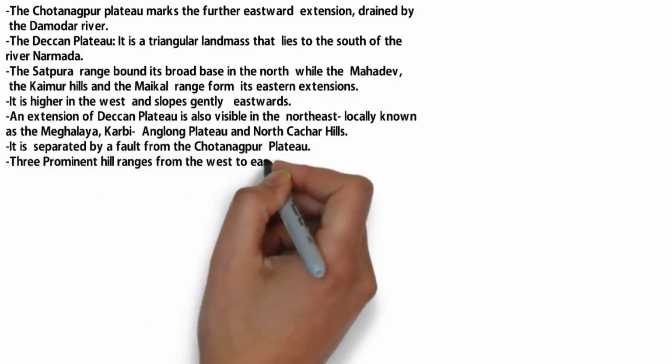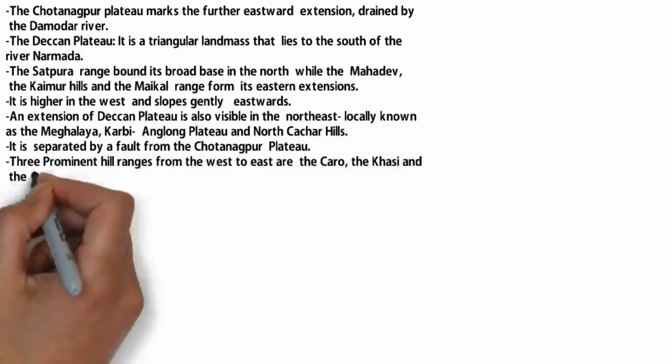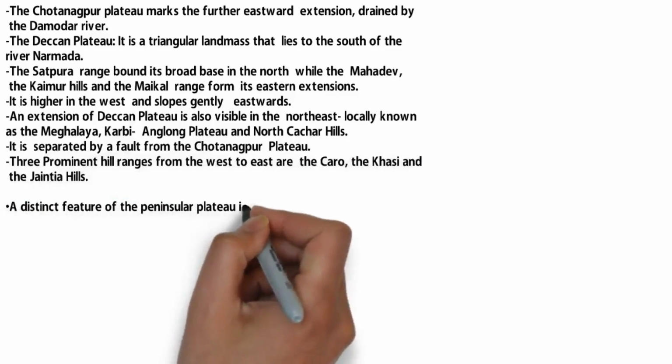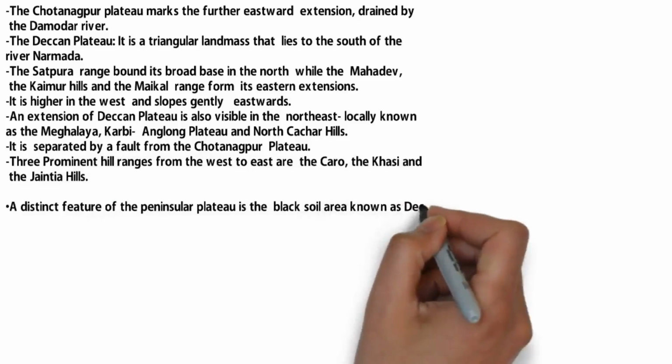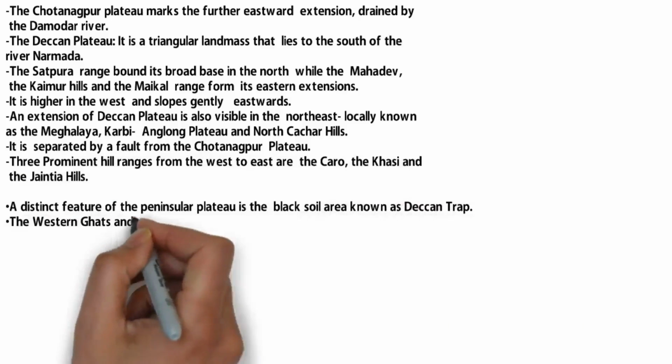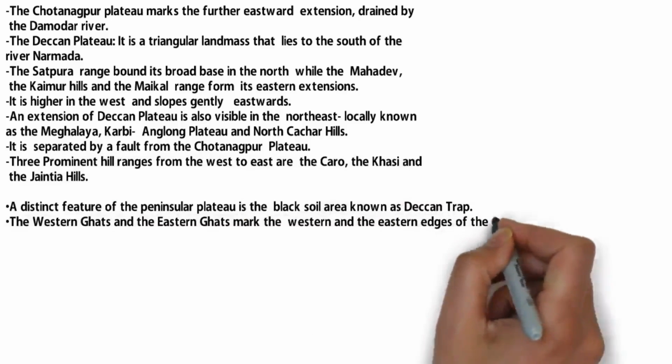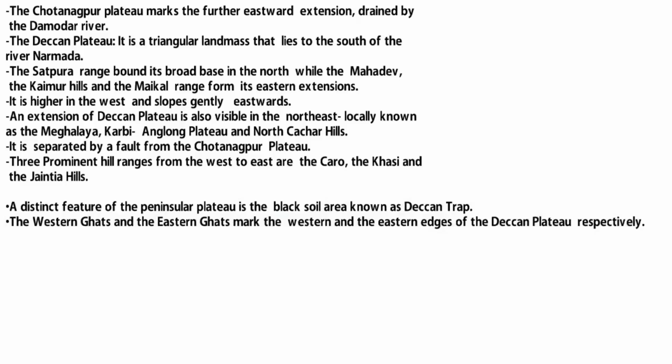Three prominent hill ranges from the west to east are the Garo, the Khasi, and the Jaintia Hills. A distinct feature of the Peninsular Plateau is the black soil area known as Deccan Trap. The Western Ghats and the Eastern Ghats mark the western and the eastern edges of the Deccan Plateau respectively.